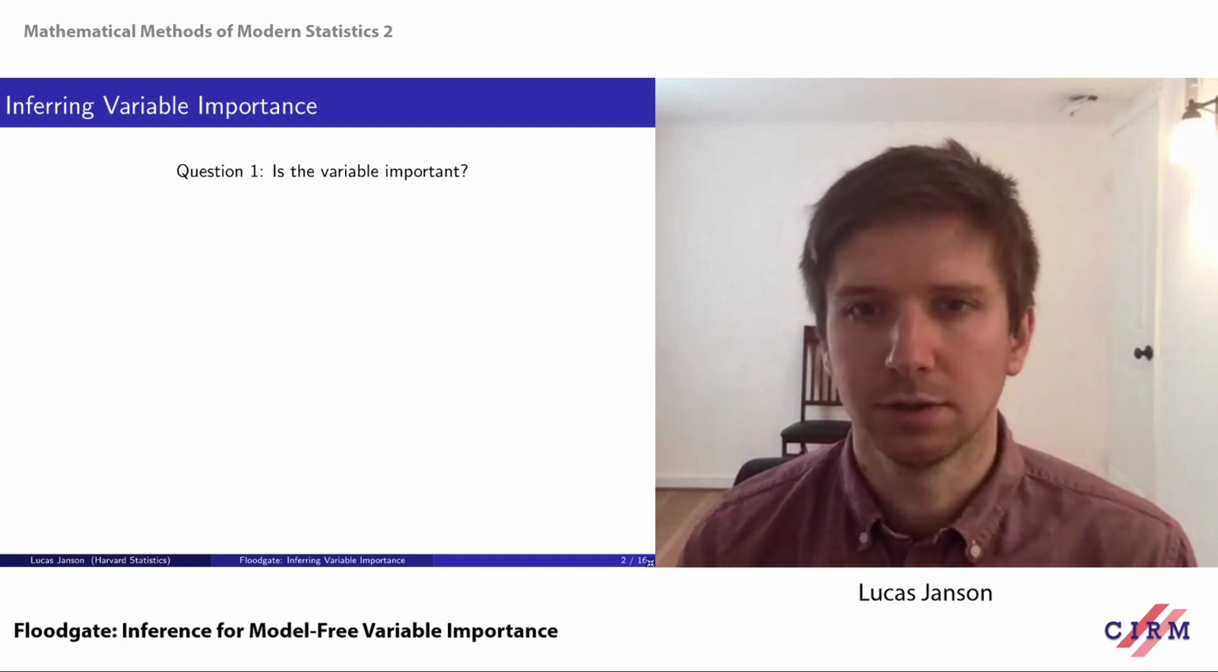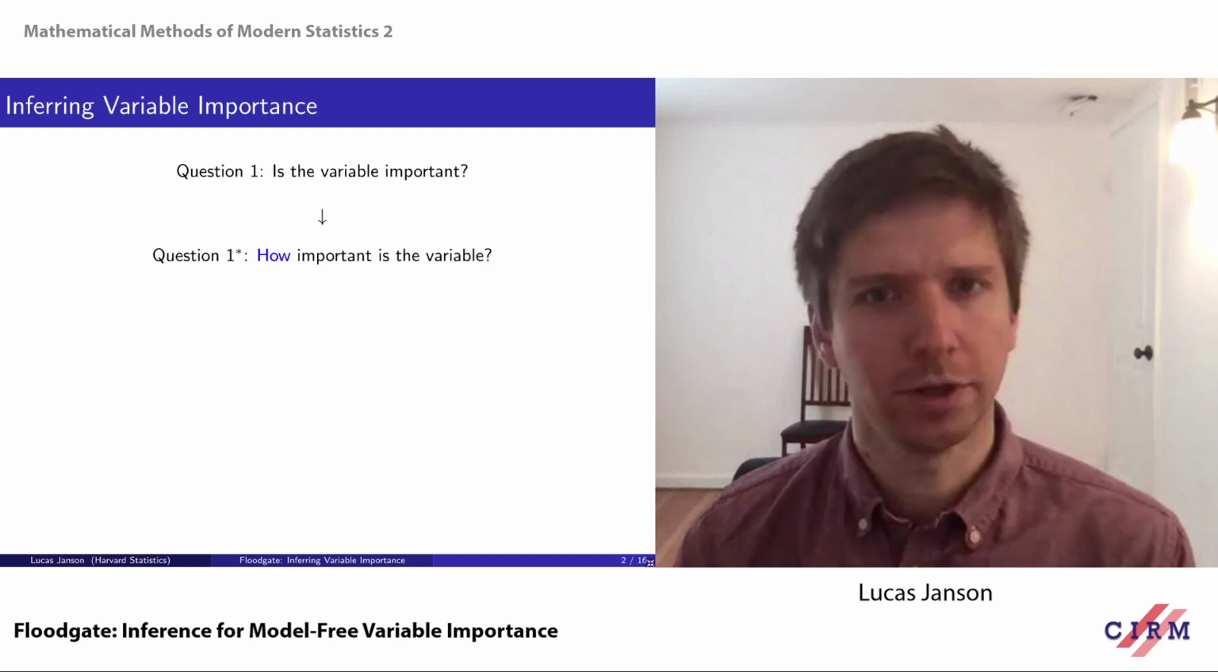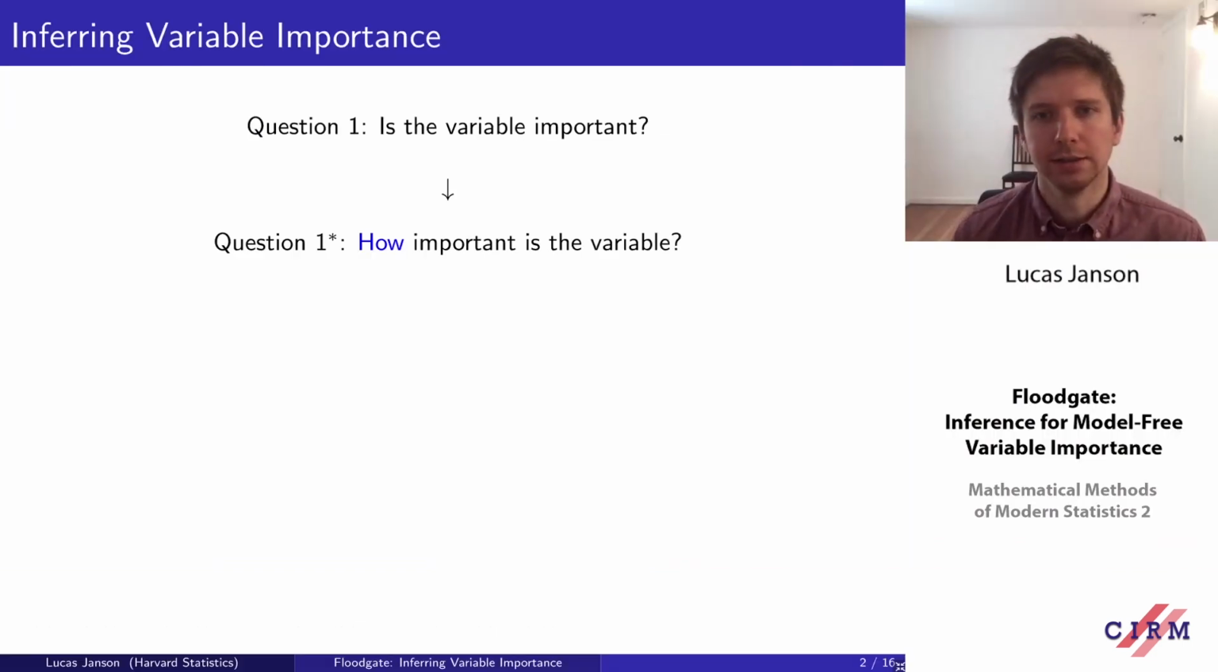But I think the immediate next question, I claim question 1 star, is how important is the variable? And there has been work on this as well. I think it isn't paid as much attention as the first question. And in particular, I think when we want to answer this question in a particular way, we're going to see that there really hasn't been much work done on it at all. And so there's going to be something novel for us to add.